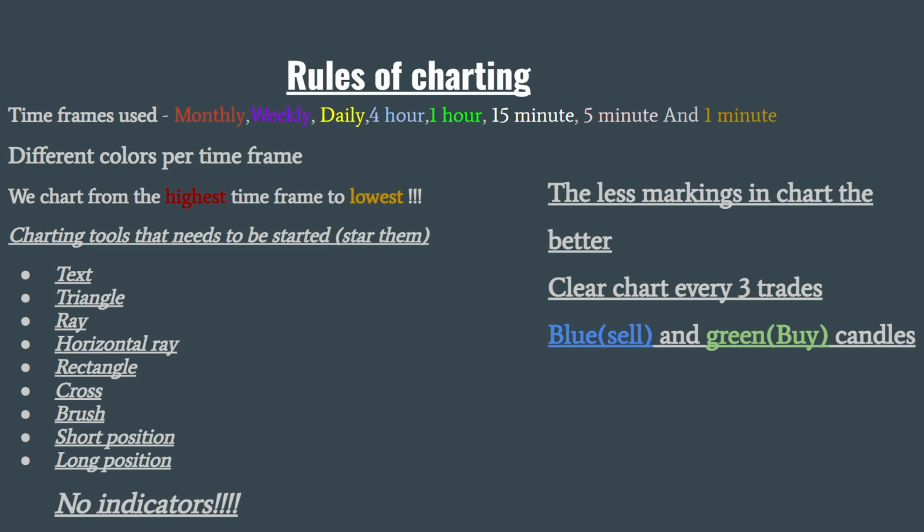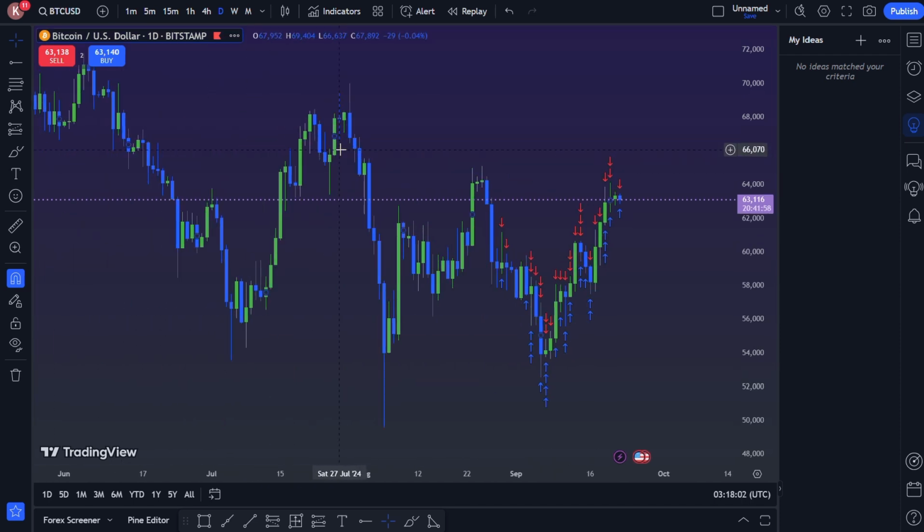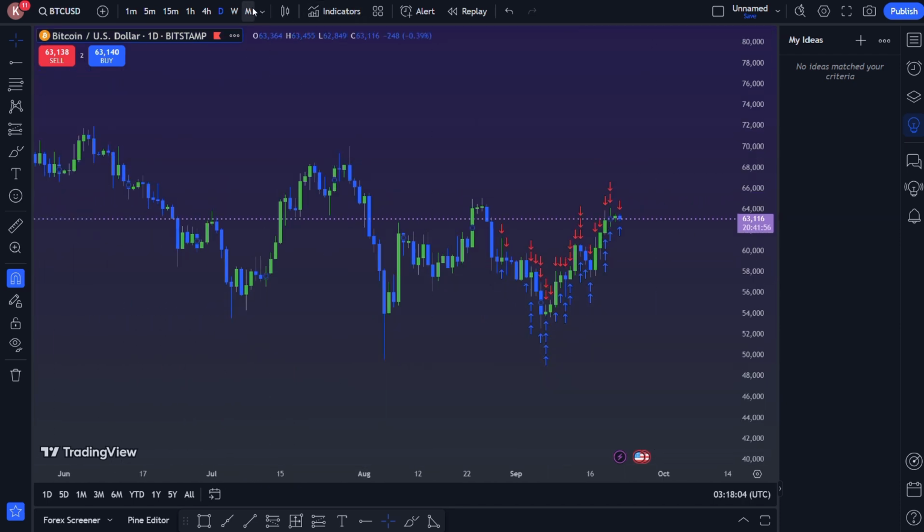Also, that's the reason most of my channel is always blue and green, because those are the candles that I use. Okay, we're back at TradingView, and I'm going to show you how you chart.